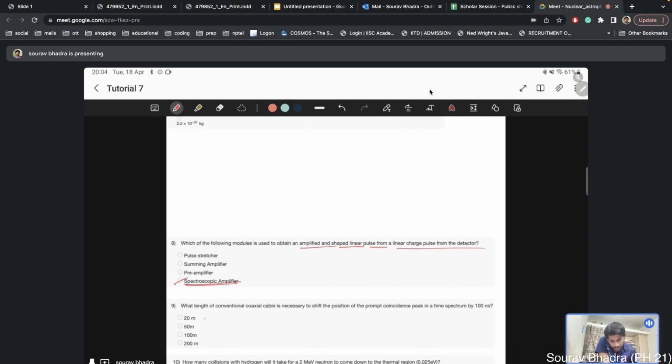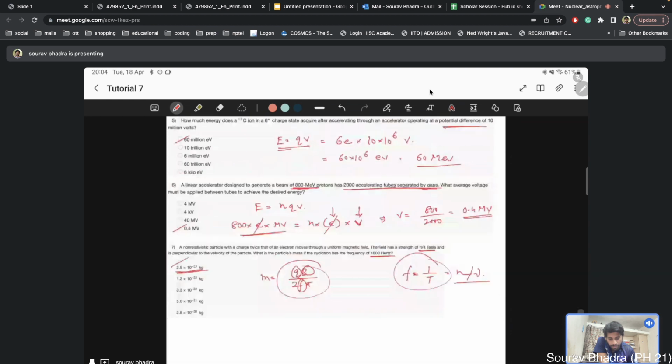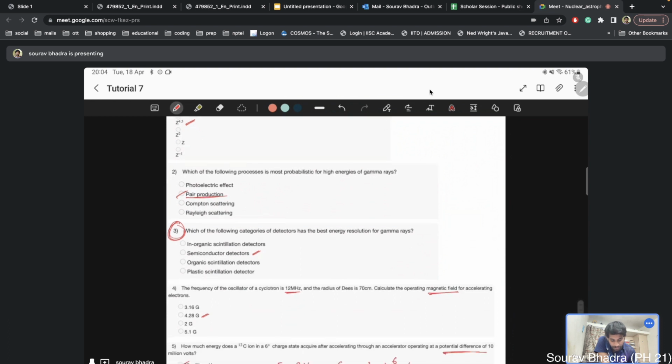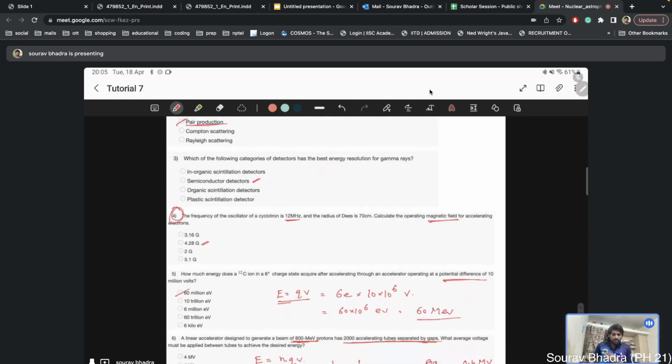Then 9. What length of the conventional coaxial cable is necessary to shift the position of the prompt peak? So 9 and 10, these two, the problem which requires some calculation, I will do it in the next class. Okay, today it is too much. I mean, oh sorry, not 3, 4. So these 3 questions along with the last assignment I will cover in the next class.